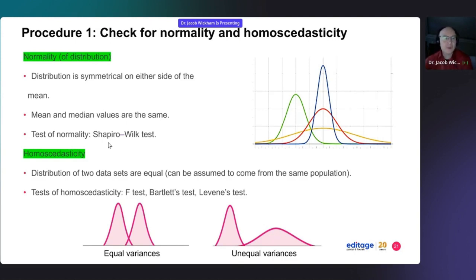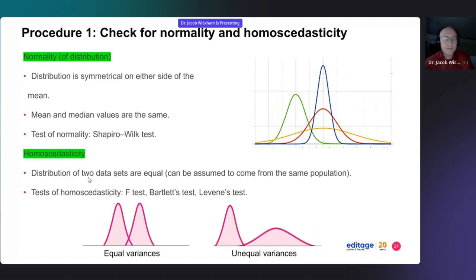So for the test of normality, there is a test called the Shapiro-Wilk test that you can do. And here the hypothesis is that the distributions are normal. So if you get a significant Shapiro-Wilk test, then it rejects that hypothesis that the data are normal, and then you should do a non-parametric statistics test.